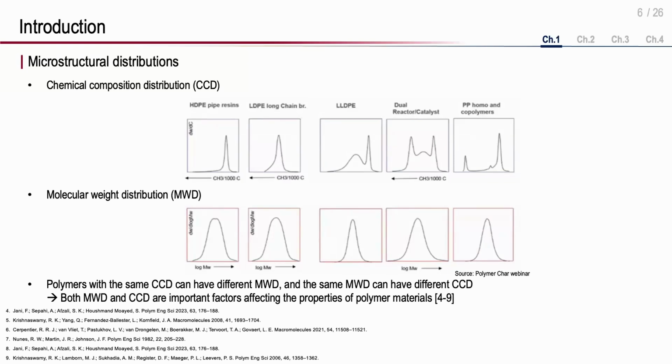And this is the representative microstructure distribution of polymers, CCD and MWD. CCD means the chemical composition distribution, and MWD means molecular weight distribution. Polymers with the same CCD can have different MWD, and the same MWD can have different CCD. Both MWD and CCD are important factors affecting the properties of polymer materials.